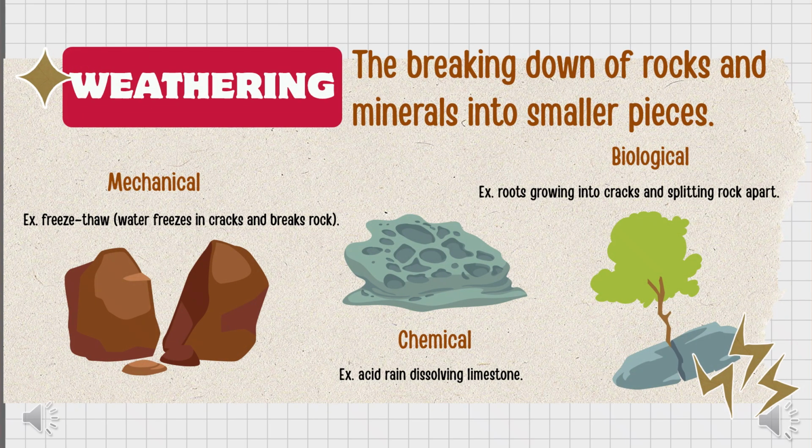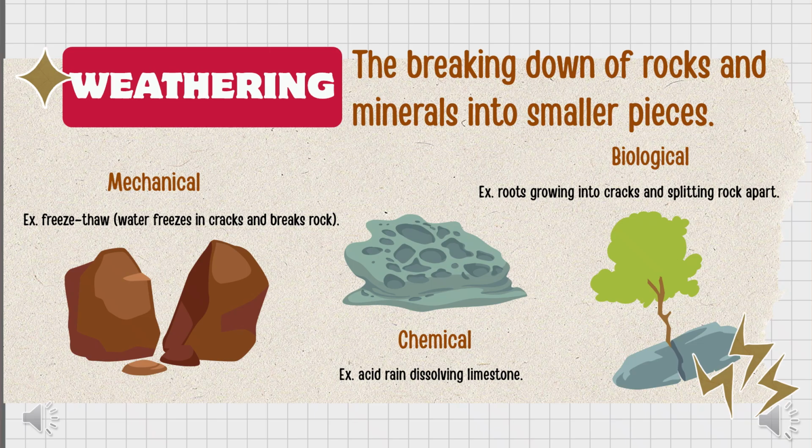Weathering. This is the gradual breakdown of rocks and minerals at the Earth's surface. It can happen through various means like temperature changes, water action, and even biological activity. First, mechanical weathering. This involves physical forces breaking rocks apart. A great example is the freeze-thaw cycle, where water seeps into cracks, freezes, and expands, causing the rock to fracture.